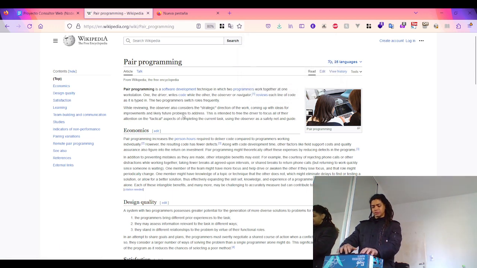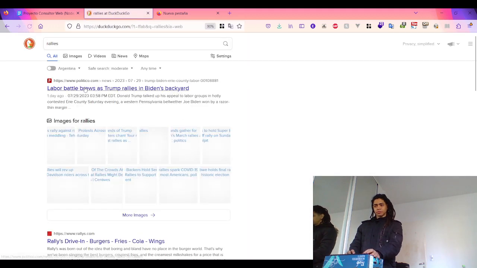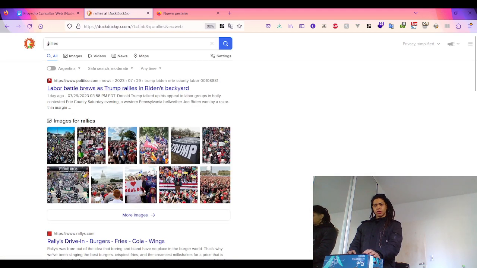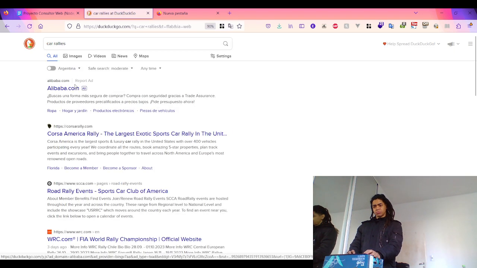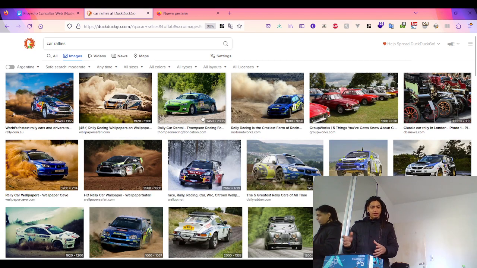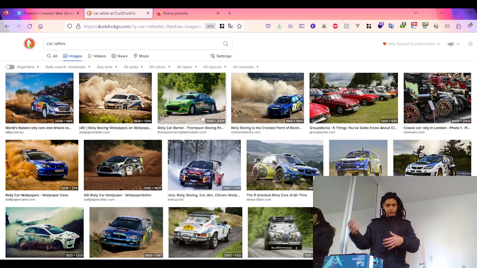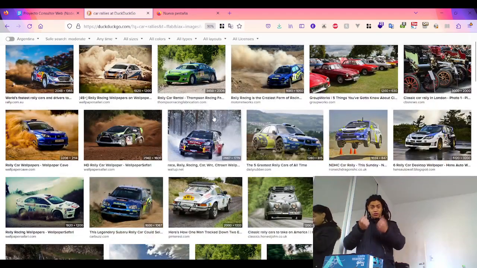From rallies, right? Car rallies, exactly. Car rallies, when you have the driver and the navigator. The navigator is indicating to the driver where to go, giving instructions to the driver, so the driver is only focused on the road.